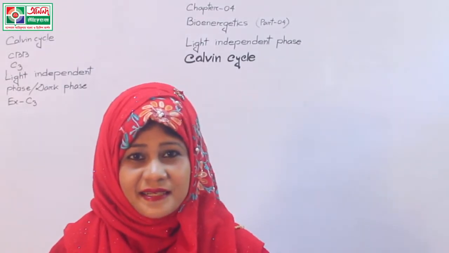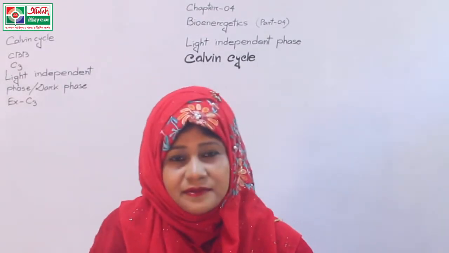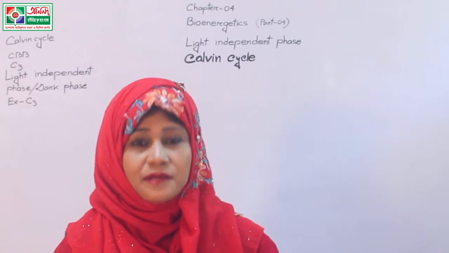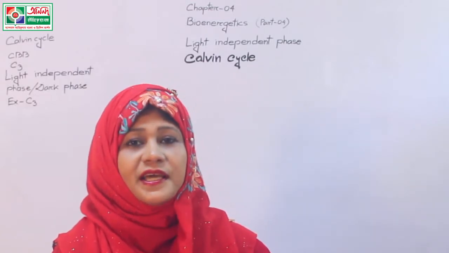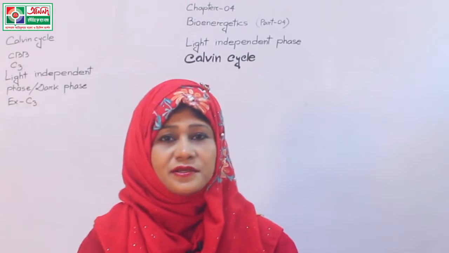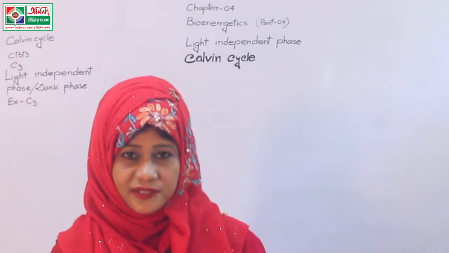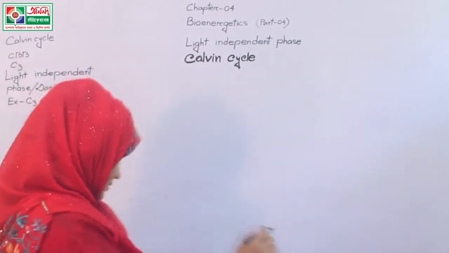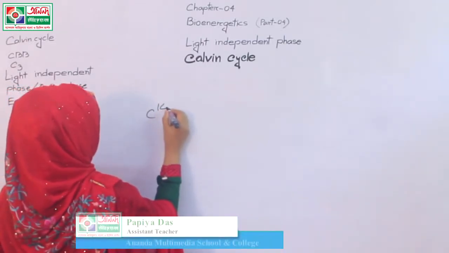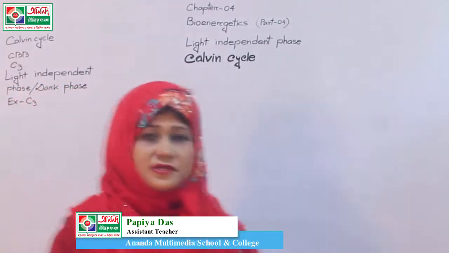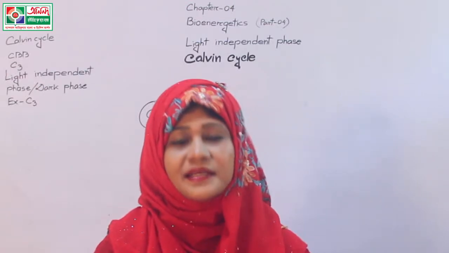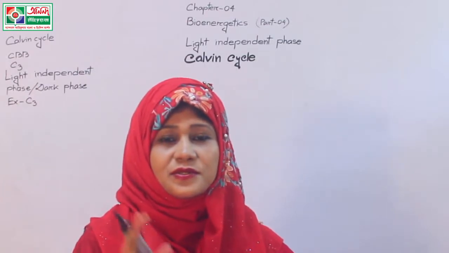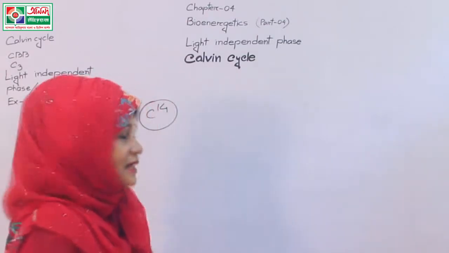You know students, 73 years ago, that means in 1947, American biochemist Dr. Melvin Calvin of California University discovered the carbon reduction pathway. He used radioactive carbon, C14, to trace the process, and this process is known as the Calvin cycle after his name.